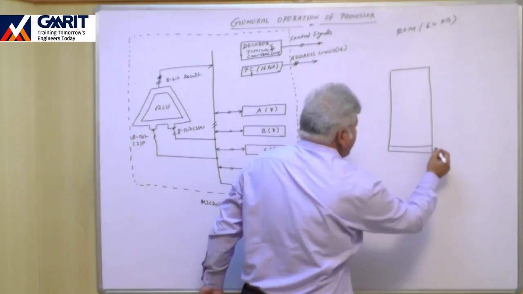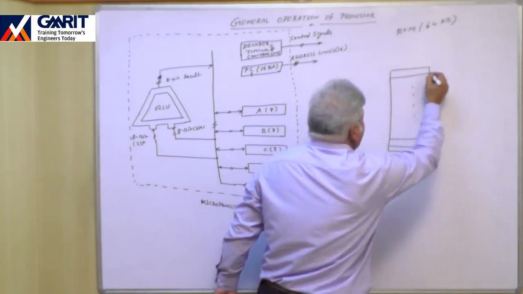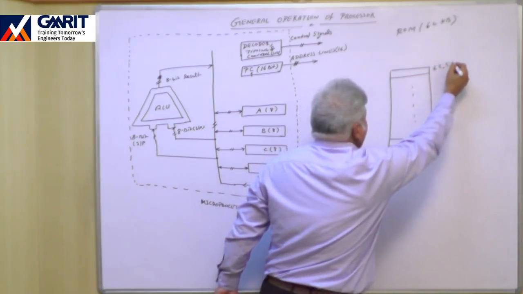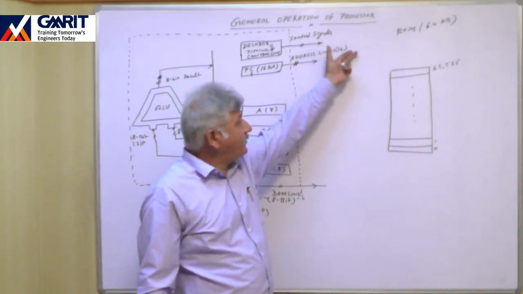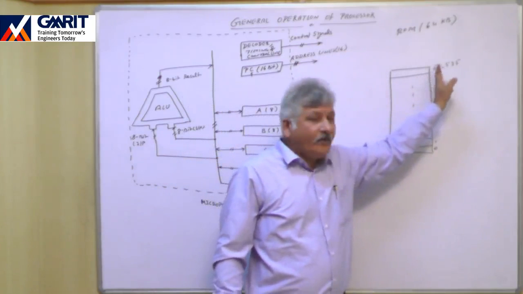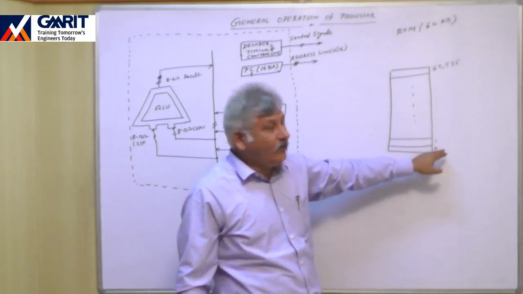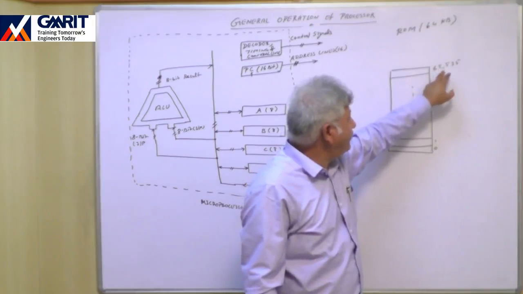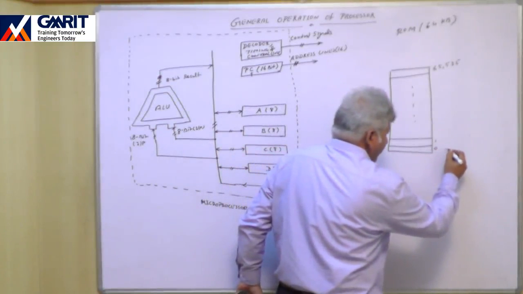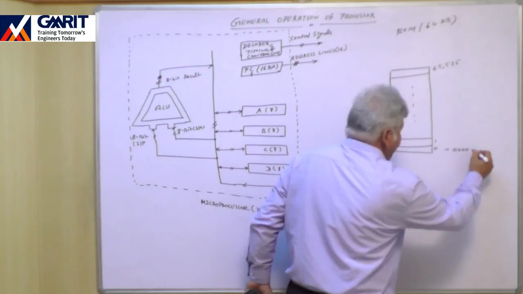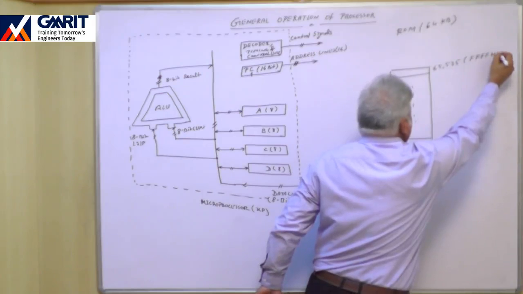So this is location number 0, 1, like this. The last location is 65,535, because as I told you, for 16-bit address lines, we can access 65,536 locations. Since we start with location number 0, the last location will be 65,535. The starting address of the first location will be 0000H, and the address of the last location will be FFFFH.